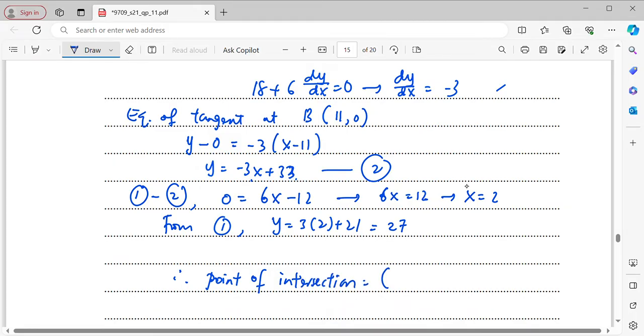That will be having the coordinates of 2 and 27. So that is my intersection point.